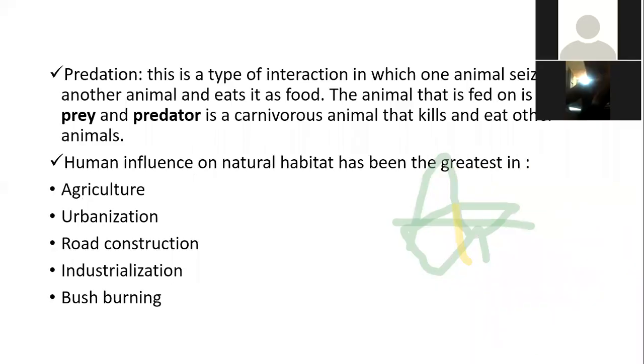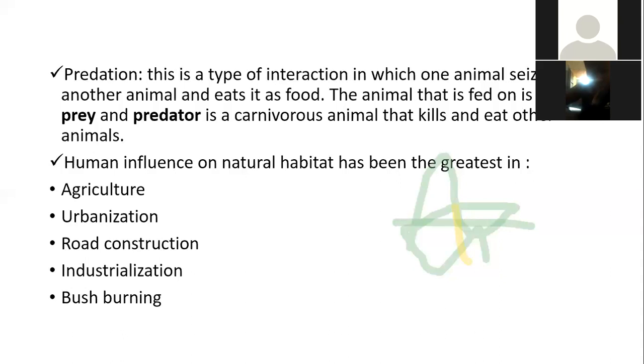Okay, so the last 2 points, then we wrap up on the biotic factors. We have predation. Now this predation takes place between a predator and the prey. It's a type of interaction in which one animal seizes another animal and eats it as food. The animal that is fed on is a prey, and the predator is a carnivorous animal that kills and eats other animals.